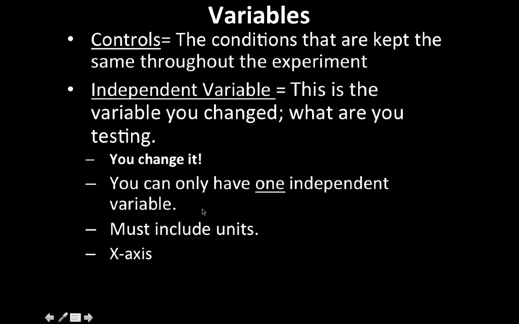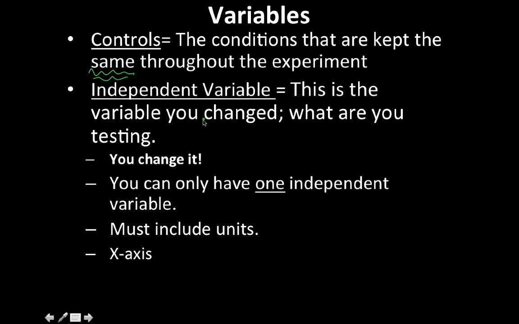We'll also work on identifying variables in our labs. So we're looking at control variables, independent and dependent variables. Control variables are conditions that are kept the same throughout the experiment. Things that you're making a point not to change. Things that are staying the same. So that's really key. So when you read about an experimental procedure, we want to find out what stays the same. That's going to be a control.